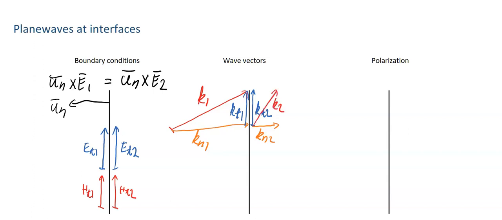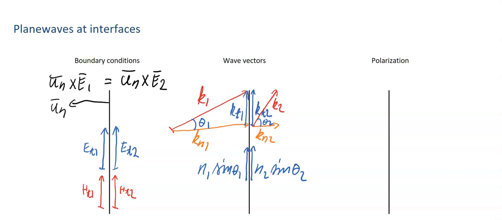Continuity of the tangential wave vector will play a significant role in various aspects of the topics that we encounter later. Once more, the tangential component is continuous, and this condition we know as Snell's law. Finally, we consider polarization.